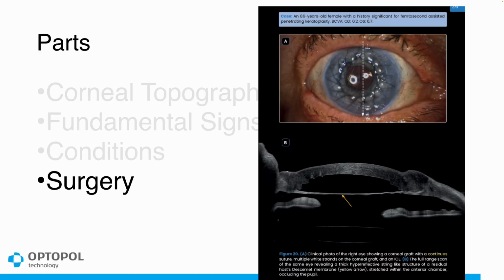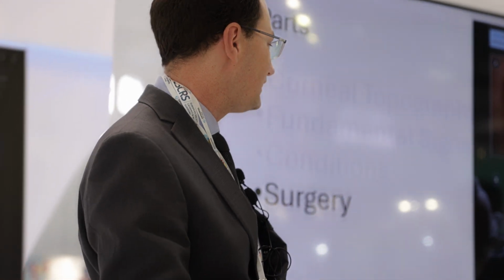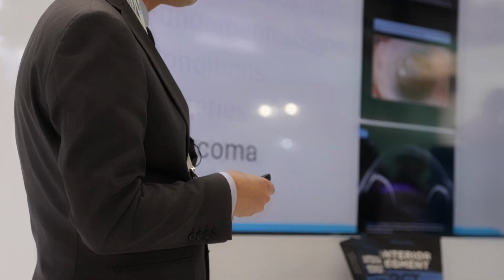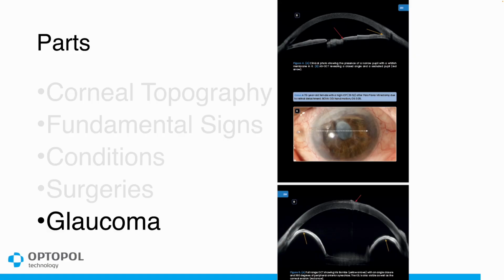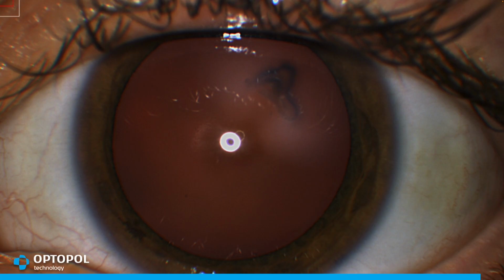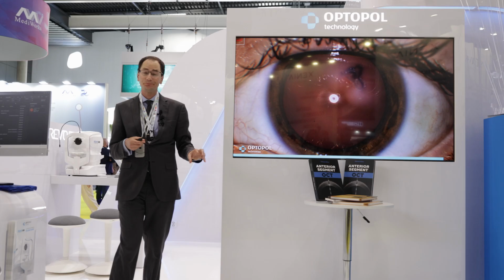So you have mostly corneal transplant, different types of complications, and that was the idea. And the last part is the glaucoma part. So the angle surgeries are also included here. I just want to show you two cases from our book.